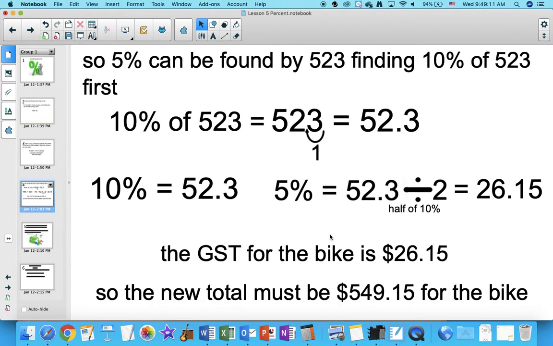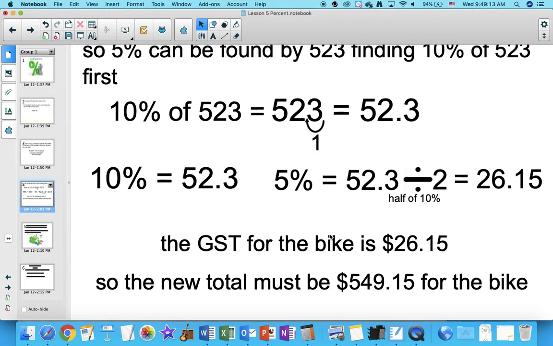And that's it. So the GST of the bike is $26.15. So the new total must be $549.15 for the bike. So we found the 5% GST and we found the new total without using a calculator. This is a way in which you can find the prices of anything.